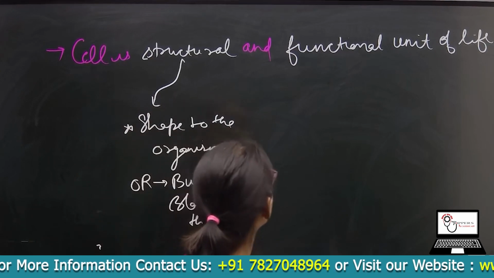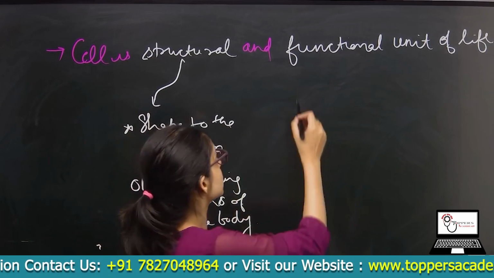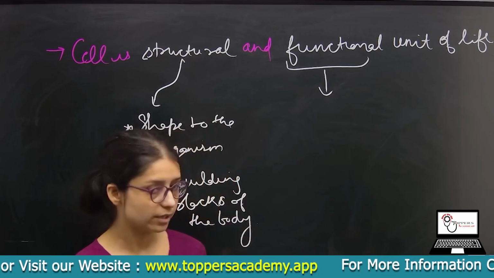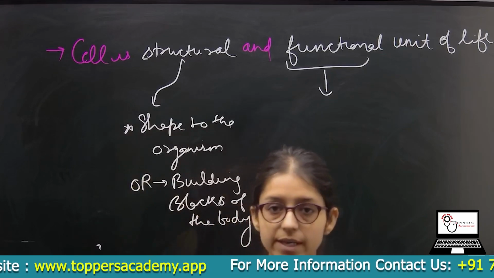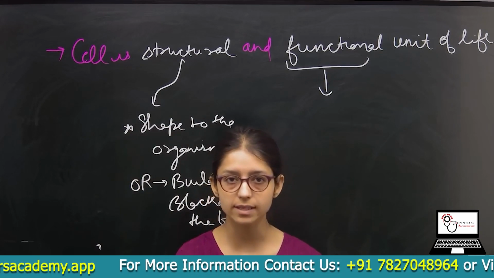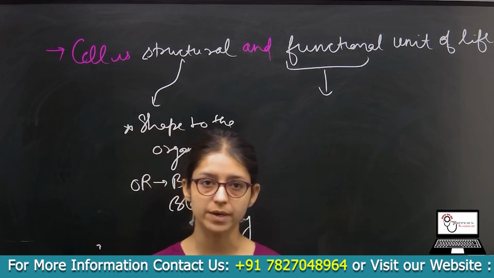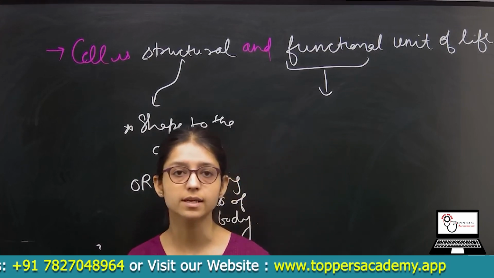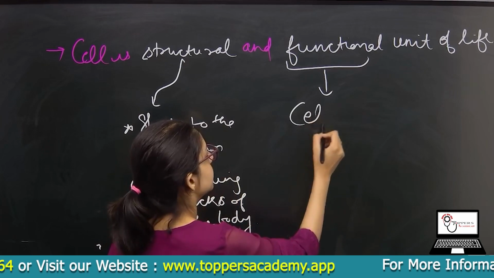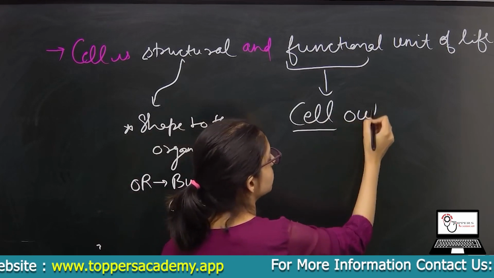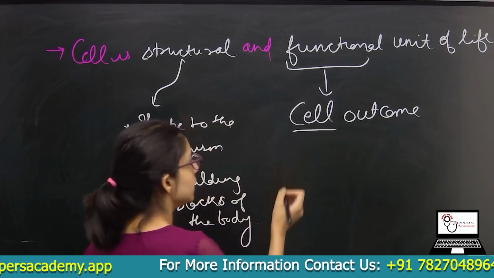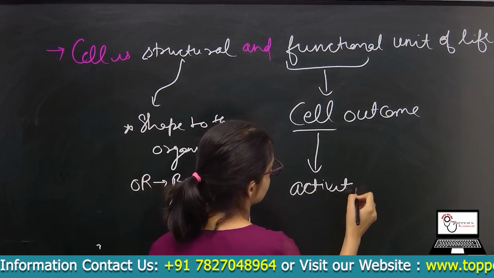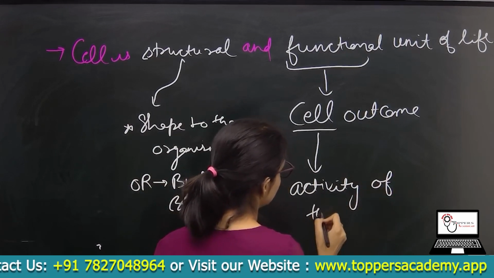Next is the functional. So what does functional mean? If I am moving, my body is functioning. My body has organ systems. An organ system is made up of organs. An organ is made up of tissues. Tissues are made up of cells. If the cell is functioning, the cell's outcome is the activity of the organism.